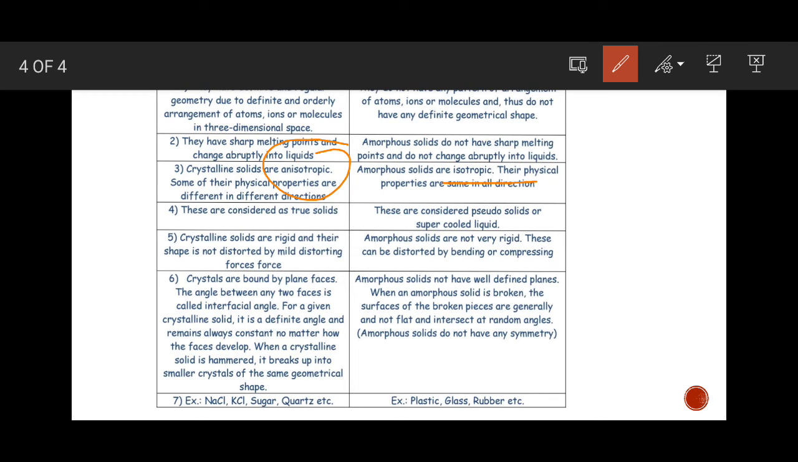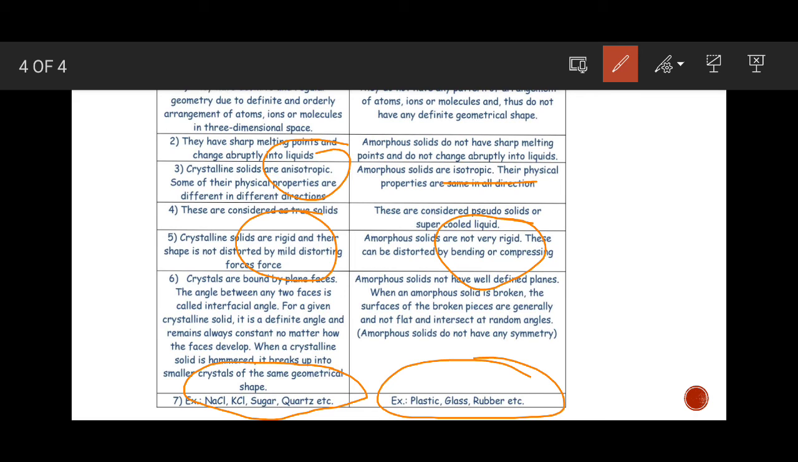Crystalline solids, because of having the regular arrangement, are rigid and also strong, or hard, but amorphous solids are not very rigid. We can take the examples: NaCl, KCl and sugar for crystalline. But in amorphous we have plastic, glass and rubber.